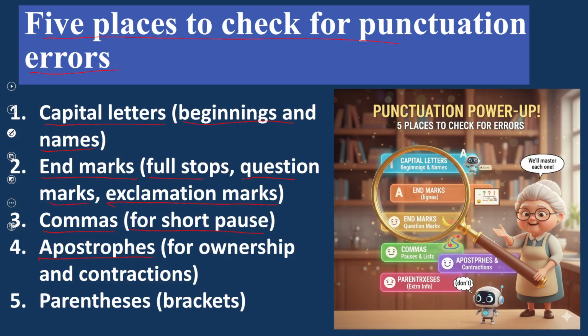And then apostrophe. Apostrophes are used for two purposes. First of all, apostrophes are used to show ownership, and secondly, they are used for contractions of words. If the words are lengthy, we contract them, we make them short by using an apostrophe. And the fifth one is parentheses, brackets. Brackets and parentheses are used for giving extra information that is not an integral part of the sentence.